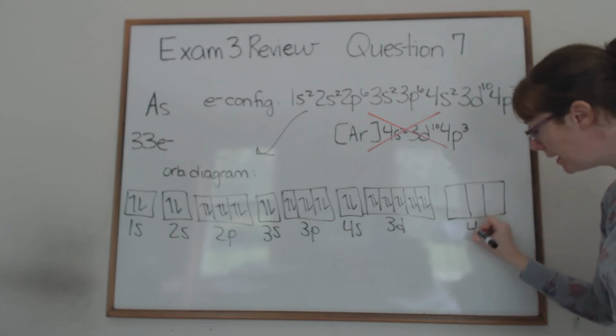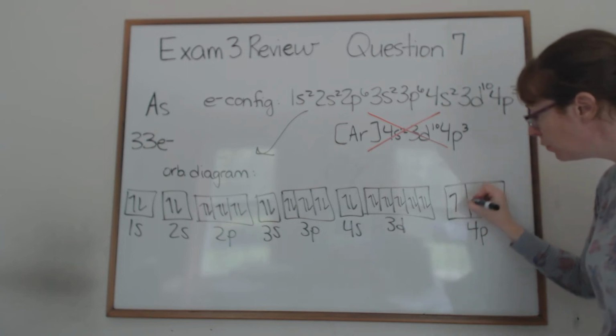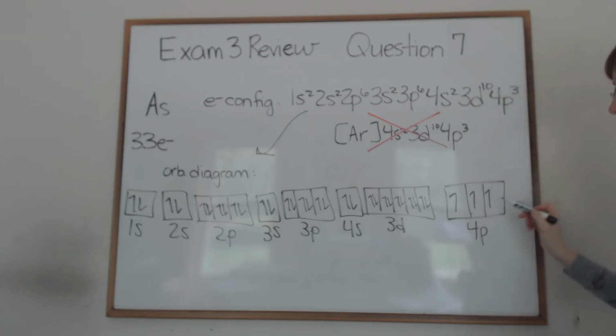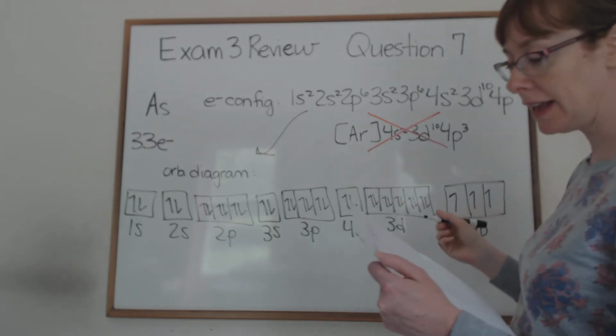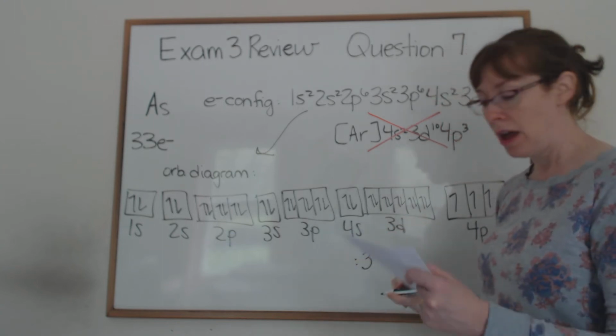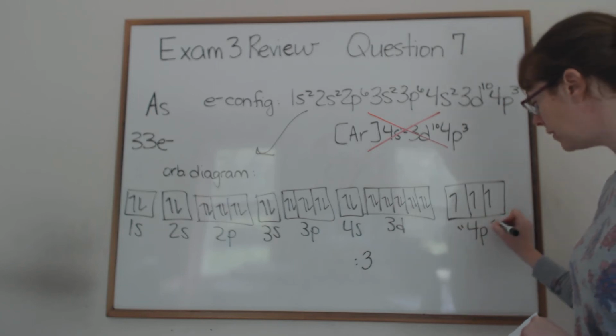4p3, so this is the 4p sublevel. You have 3 electrons. The key here is that you remember Hund's rule demands that they fill up singly with parallel spins before they double up. So the answer is that arsenic has 3 unpaired electrons. That's the first answer. Which orbital sublevel are they in? They are in the 4p sublevel.